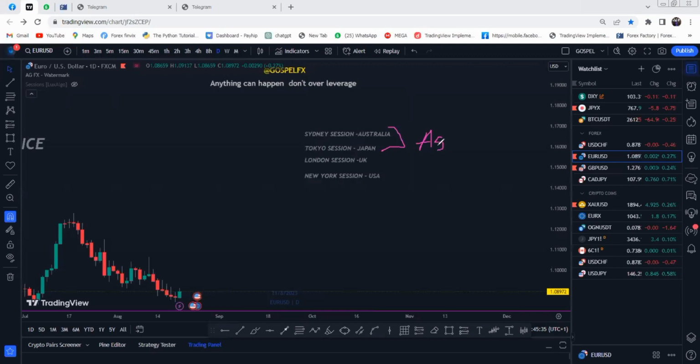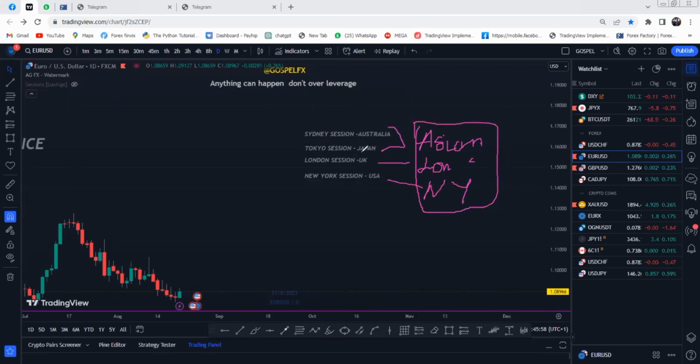Okay, so we have the Asian session here. This is the Asian session. These two form the Asian session. This one now forms the London session, and then this one forms the New York session. Okay, so these are the three main trading sessions that we are going to be looking at.